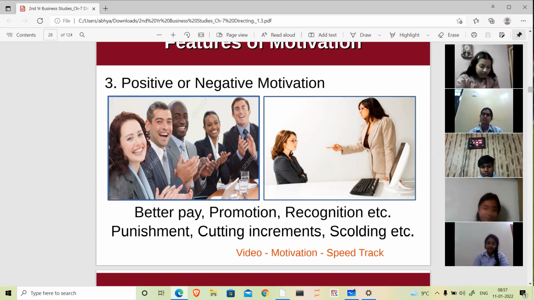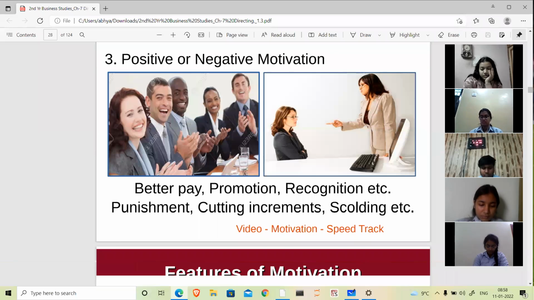So positive and negative both motivation can be there, and some people are induced by positive motivation, some are induced by negative motivation. But in offices, in business organizations, negative motivations are rarely used, because just because of more use of negative motivation, the employees may leave the organization. It may happen that they are not ready to work with the organization.